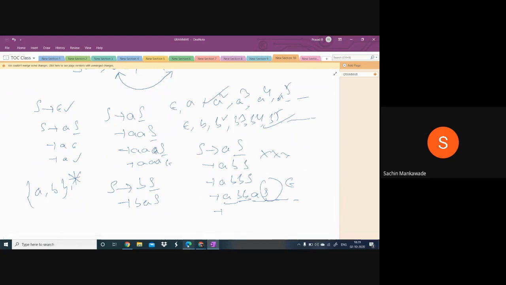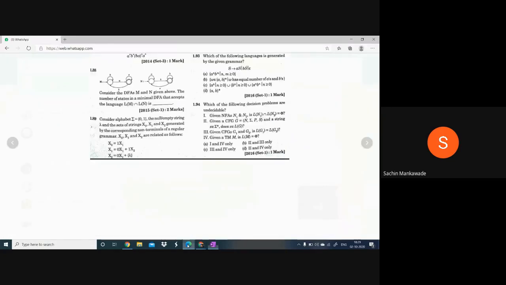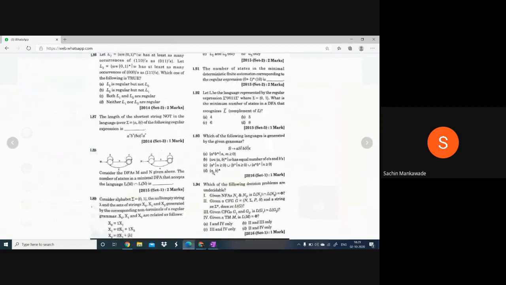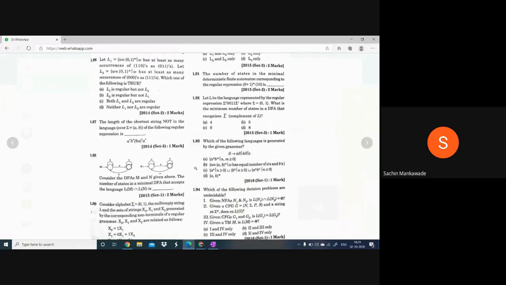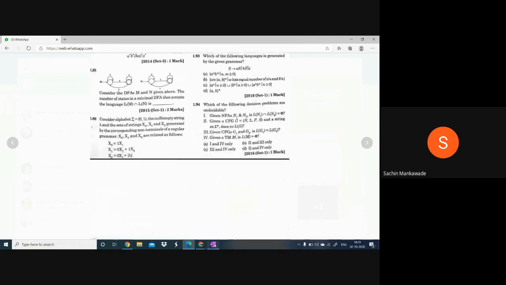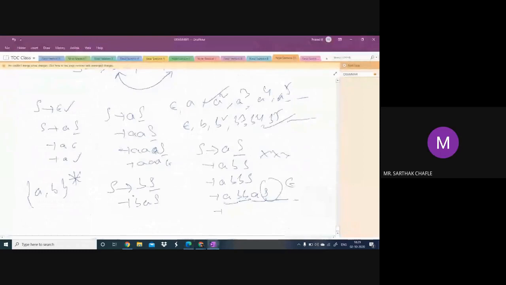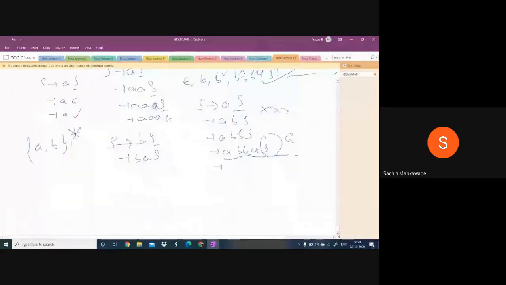That is, this is (A plus B) whole star. It is not A, because A is only A followed by B's, and B is equal number of A's and B's. And C is A power n, B power n, A power n, B power n, no. It gives all the combinations of A and B, which is option D. Do you understand? Yes, sir. Easy question. Why didn't you answer?